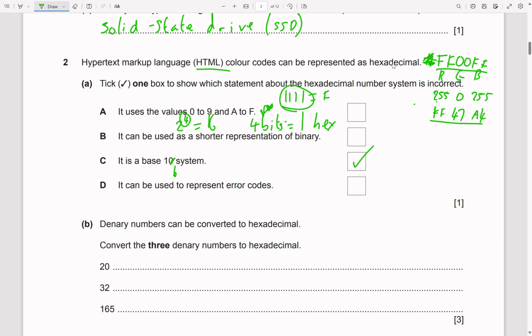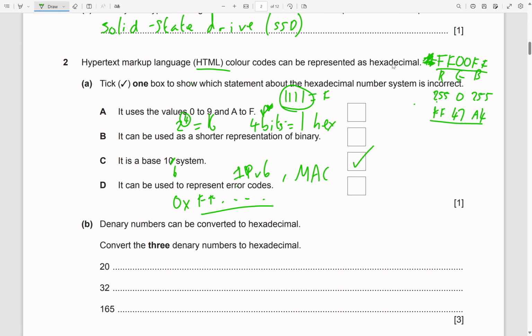And it can be used to represent error codes. Well, this is correct, because if you get an error code, sometimes it might be represented like 0x and then, I don't know, FF, whatever. And obviously this is going to be the hexadecimal error code here. We can also think it can be used for IP version 6, for MAC addresses, obviously, colour codes we've said, memory addresses, things like that.